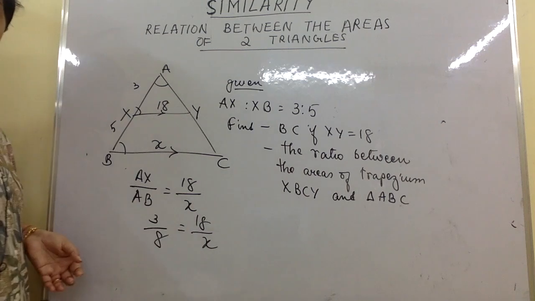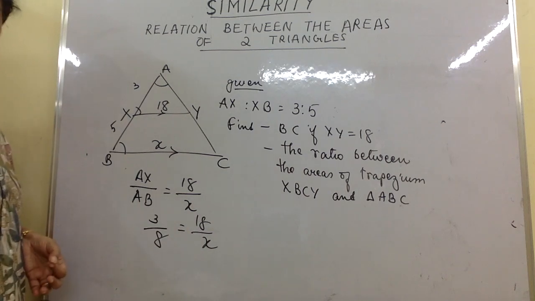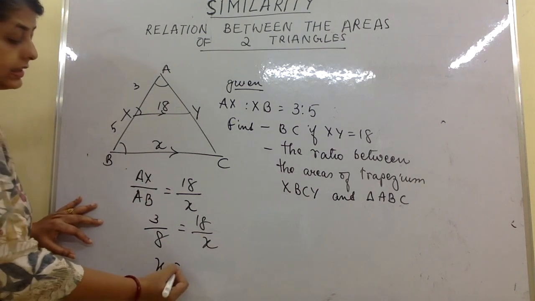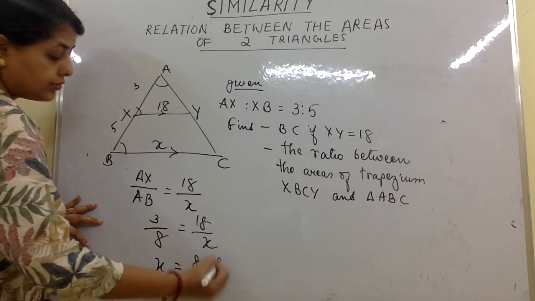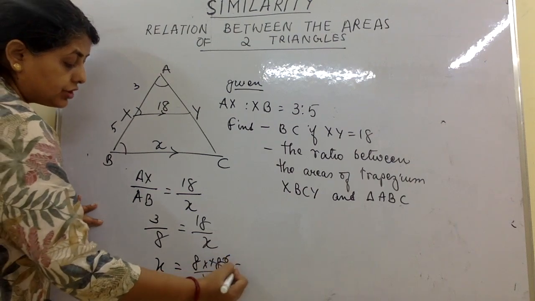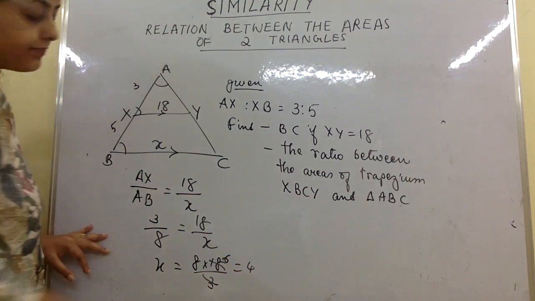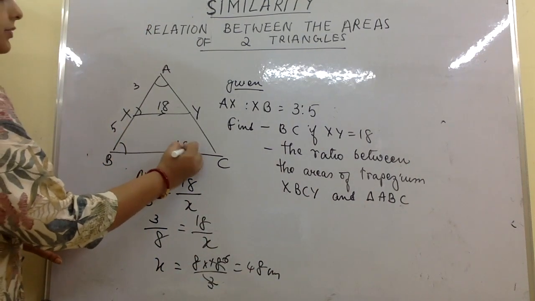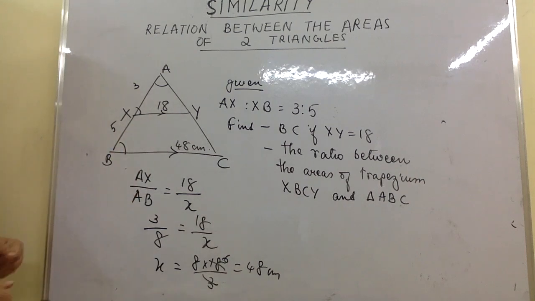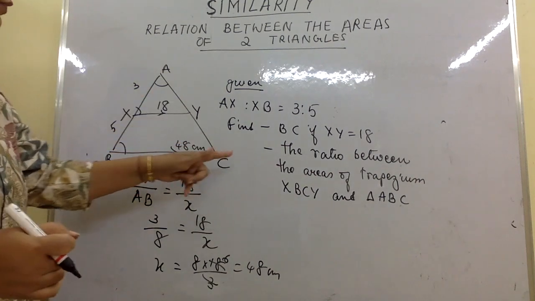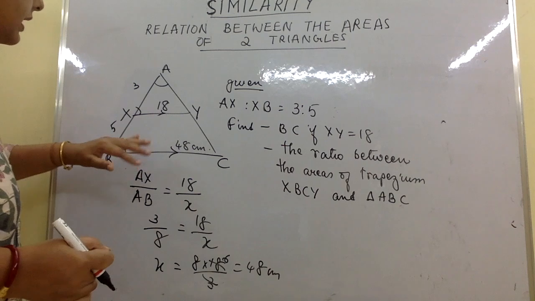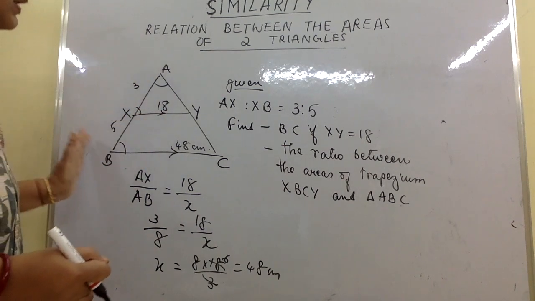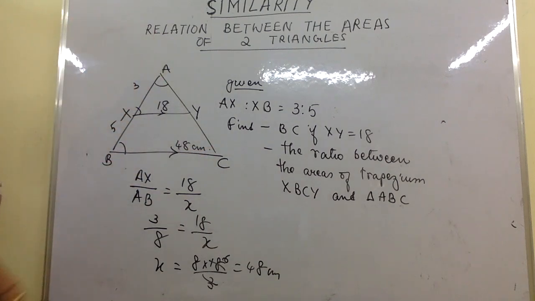So, how much is the value of X? X is equal to 8 into 18 by 3 which is 48. Okay, so this becomes 48 centimeters. Let me write it here. If this is 48, the ratio between the areas of the trapezium XYCB and the big triangle ABC is what we have to find now.